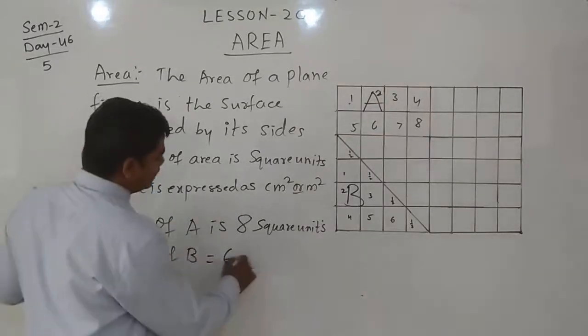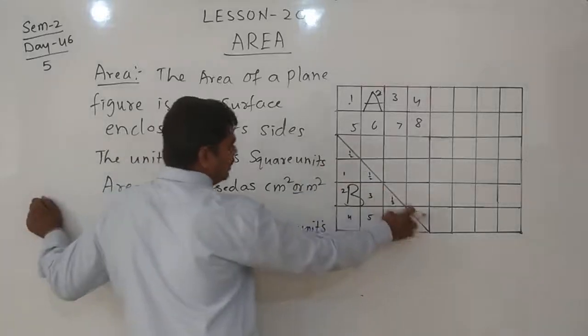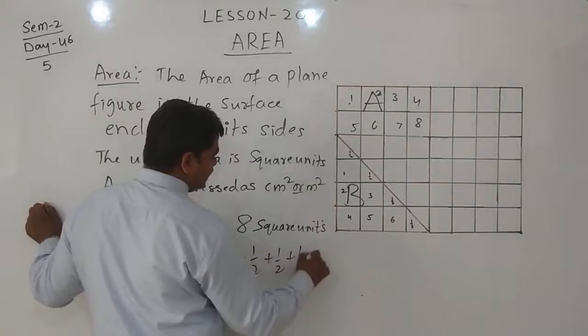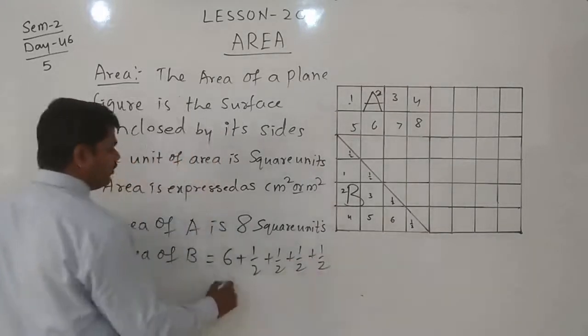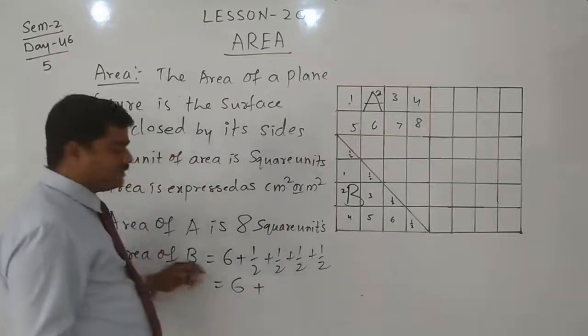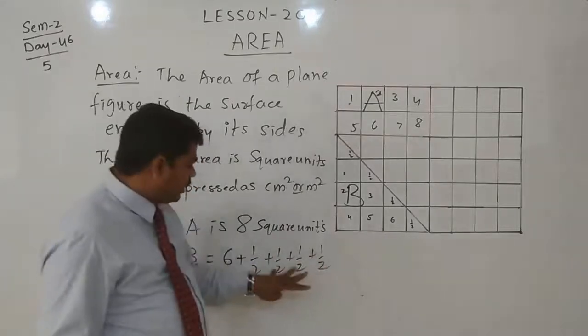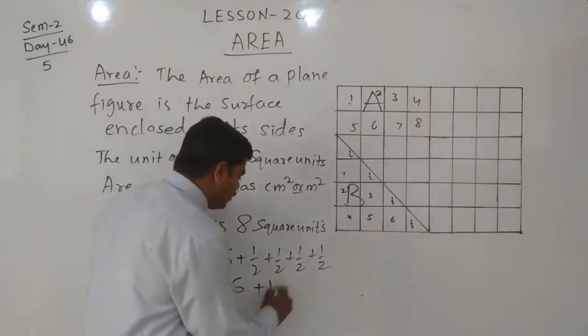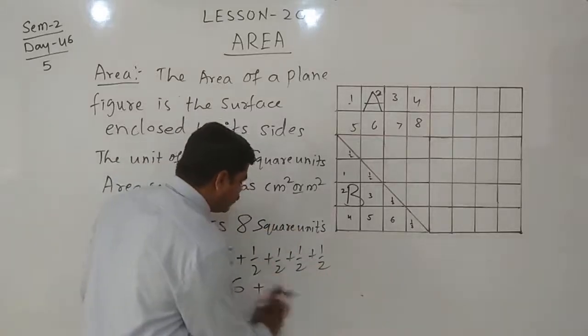6 full are there. Then how many half are there? 1, 2, 3, 4 half are there. Yes, we know 6 full. This is plus. 4 half means 2 half together make 1, so it is 1 plus 1, or you can write 2.